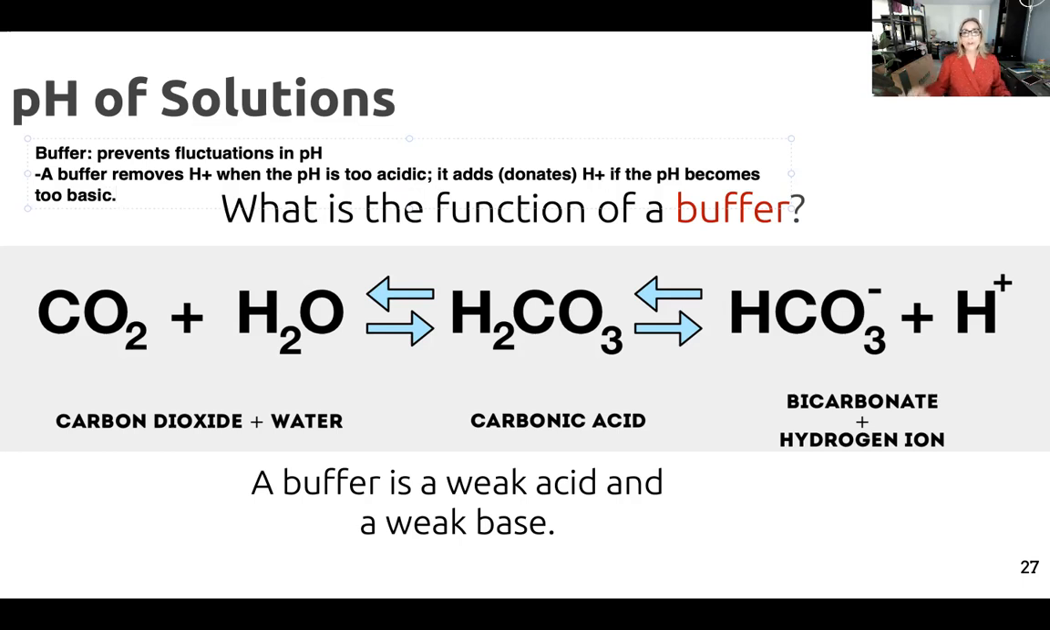Okay, so for this part of the PowerPoint, I want you to understand what pH measures, the concentration of hydrogen ions. Okay, you also need to know that acidic solutions have a pH less than 7. Basic solutions have a pH above 7. And a buffer prevents fluctuations in pH or the pH level. Okay, so that is the last video for your biological chemistry PowerPoint.